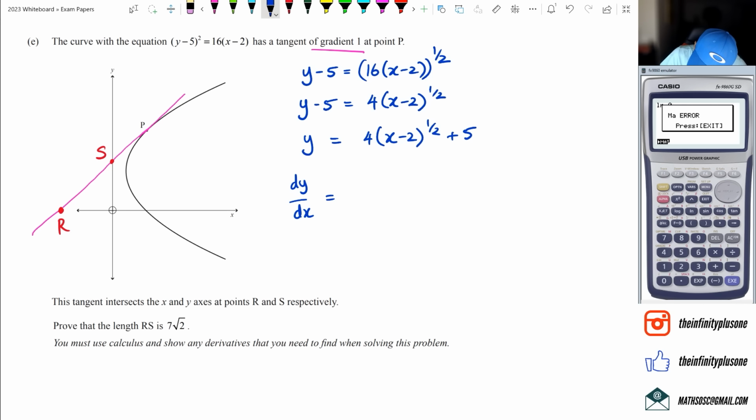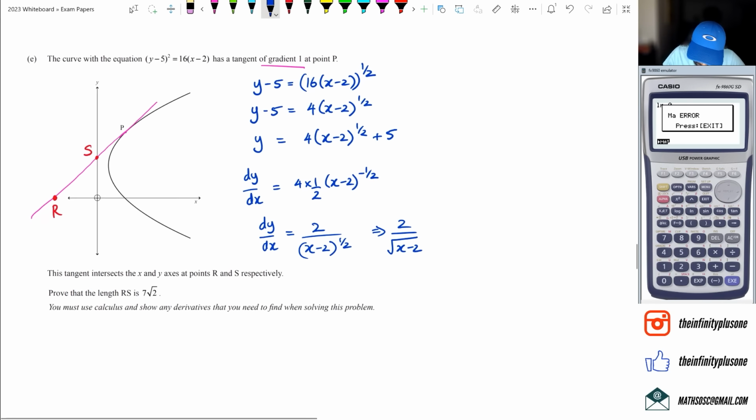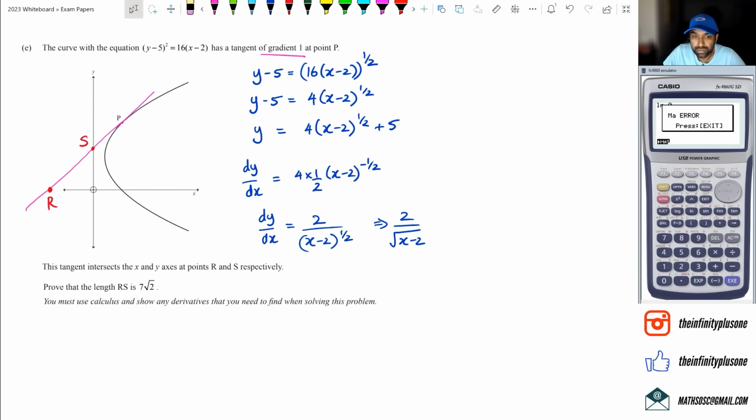So we're going to work out what dy/dx is. I'm going to differentiate this, which means I'm going to get 4 times a half, (x minus 2) to the power of negative half. Plus 5 becomes a 0, so I don't have to worry about it. So dy/dx is equal to 4 times a half, which is 2, and I'm going to bring that (x minus 2) to the denominator, so I could rewrite this as 2 over the square root of (x minus 2). It wouldn't really matter, but that's my formula for dy/dx. All right, now that's my gradient function.